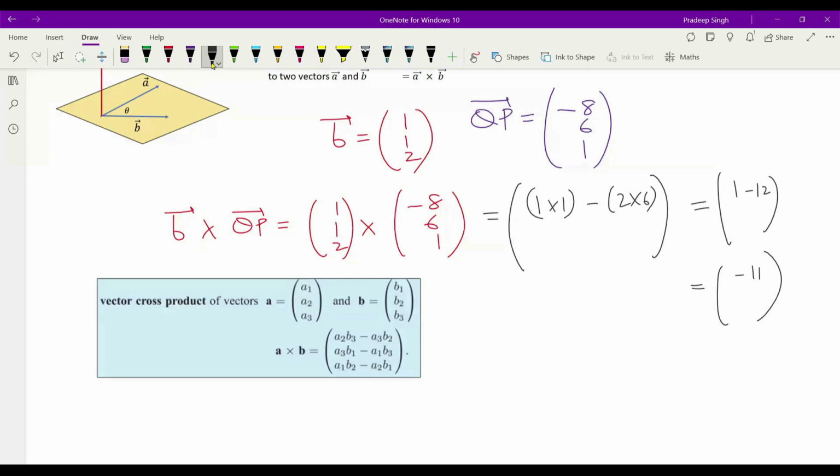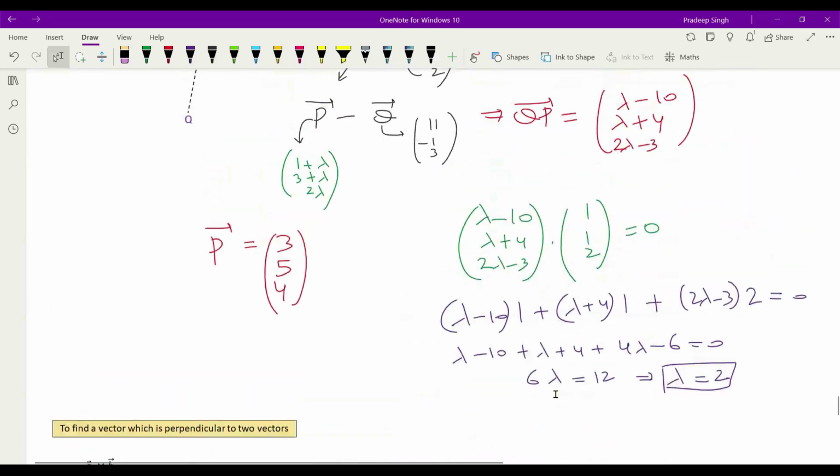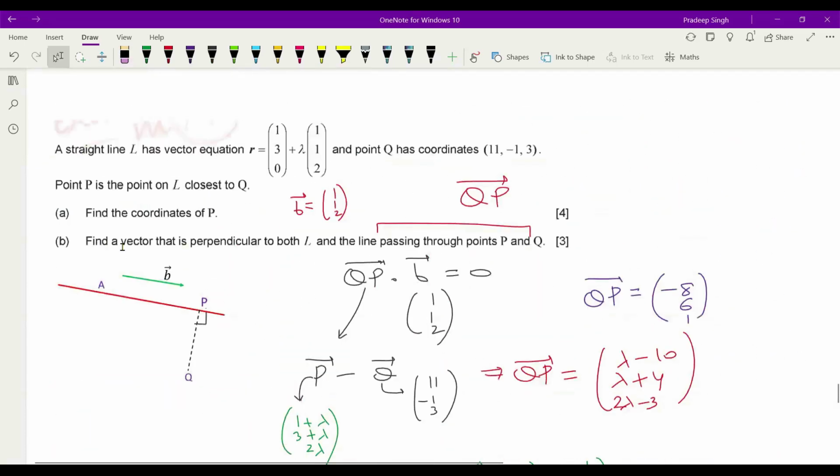For the y component, we will write minus 8 into 2 minus 1 into 1, which is minus 16 minus 1, which comes out as negative 17. For the z component, we'll do 1 into 6 minus minus 8 into 1, which is 6 plus 8, which means 14 is the z component. So this is the cross product: minus 11, minus 17, and 14. And that is the answer to part B of this question.